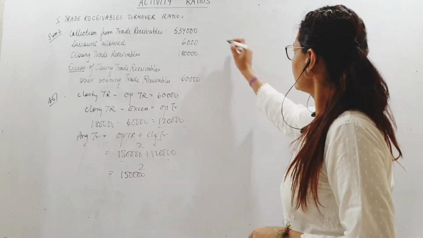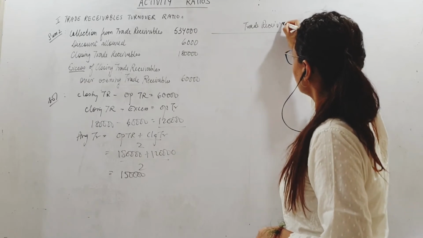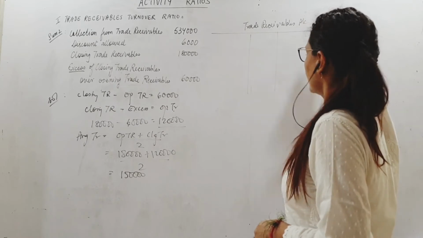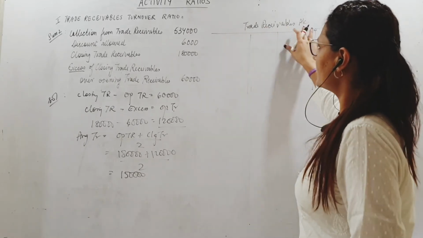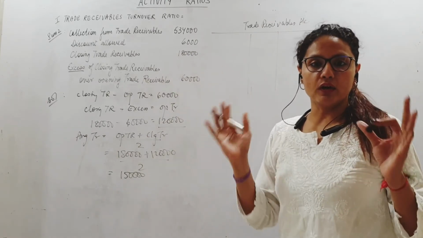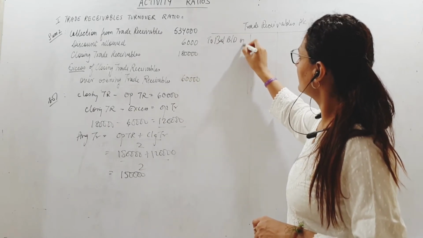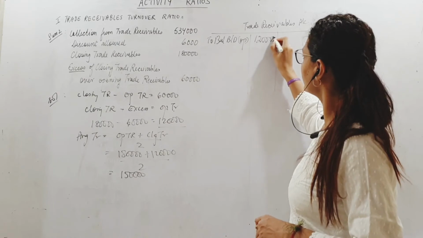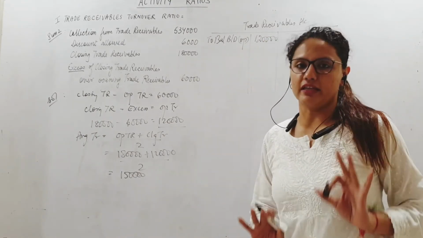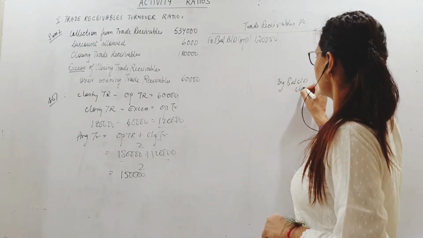So here the best way to understand this is making a trade receivables account. Yes, I am talking about a ledger. This is just your working for your understanding. Trade receivables opening, meaning what? This is balance brought down. This is what they owed us at the beginning of the year. So to balance brought down, this is the opening figure which was 1,20,000. Correct? Closing figure meaning what? At the end of the year, how much was left to be paid, and that should be here. By balance carried down, this is the closing figure.